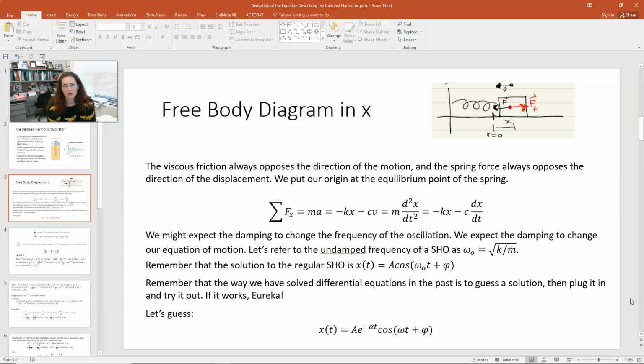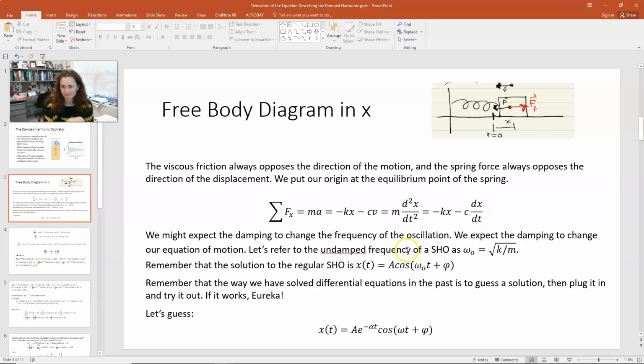Now we're focusing here on 1D, the equation in one dimension. And so if we sum our forces up, that's minus kx minus cv, and then we set that equal to F equals ma via Newton's second law. So we have ma is equal to minus kx minus cv. Now, a is the acceleration, which is the second order time derivative of the position, m d squared x dt squared. And then that's equal to minus kx minus c dx dt, because v is the first order time derivative of the position.